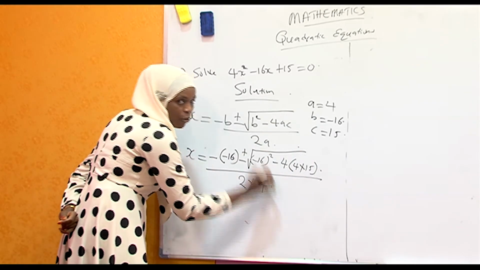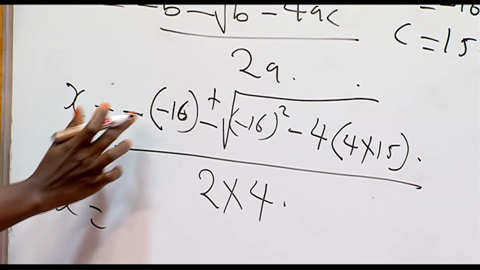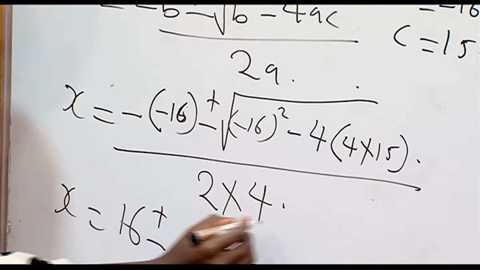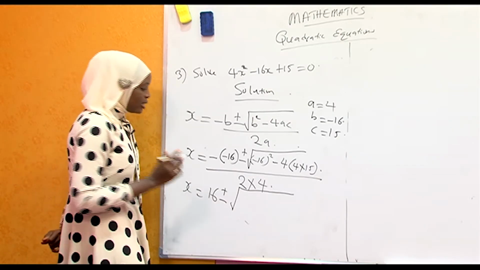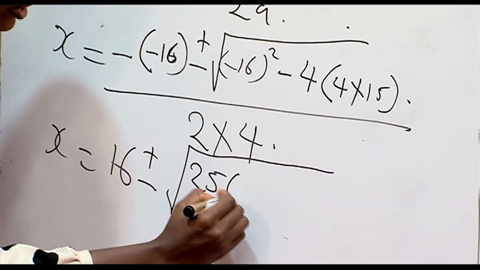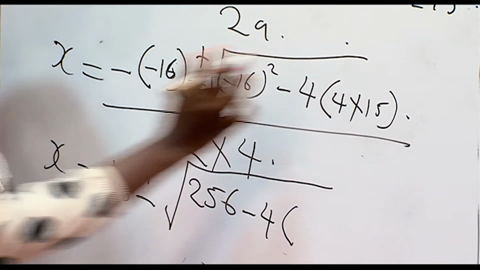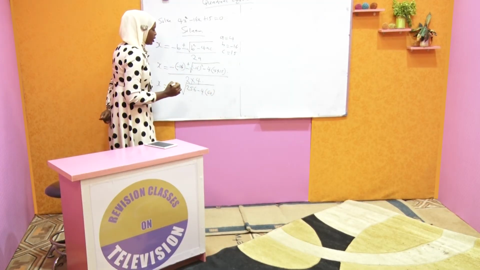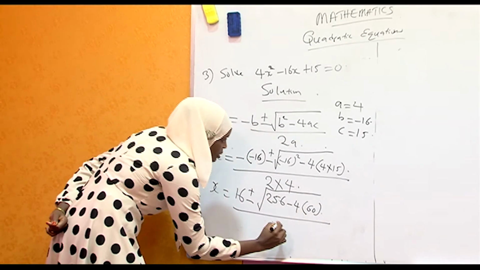Our a is 4. Now evaluating, this will be minus times minus, I have plus, so the negative sign of the 16 is now positive, plus or minus the square root of minus 16, that's minus 16 times minus 16, which is 256, that's 256. Then I have minus 4 times 15 will give 60 all over your 2 times 4. 2 times 4 is 8.